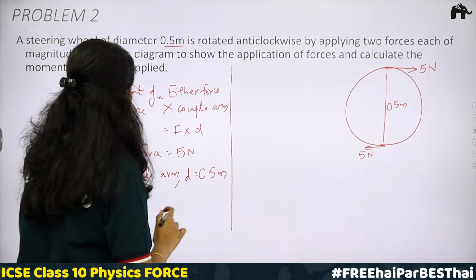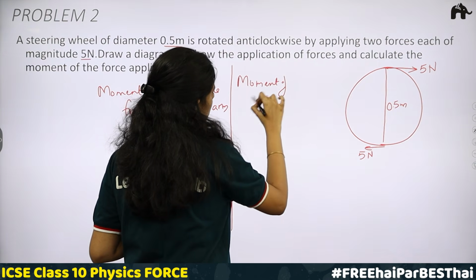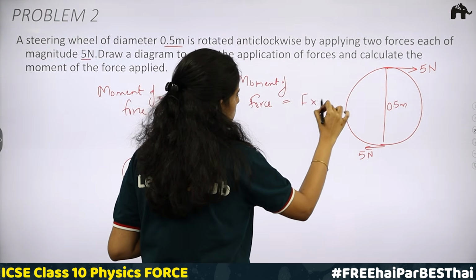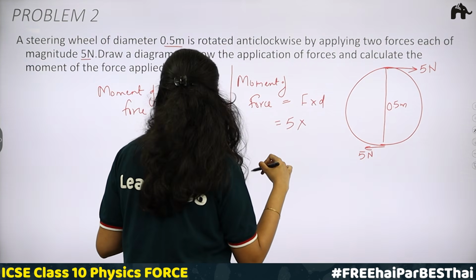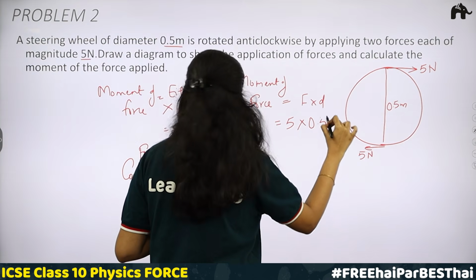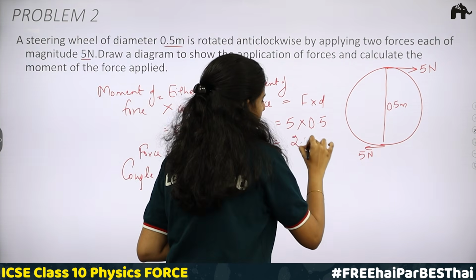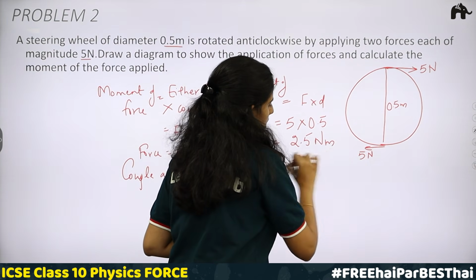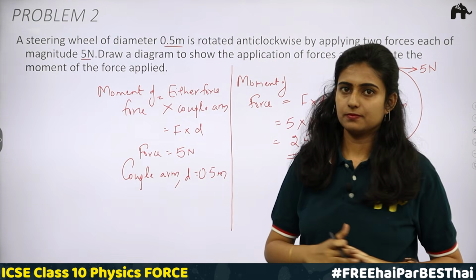Now we'll find what the moment of force is. Moment of force or torque is equal to F into D. F is 5 Newton into D is 0.5 meter. 5 into 0.5, we will be getting 2.5. What is the unit of torque? Newton meter. Correct. 2.5 Newton meter is your moment of force. Clear?